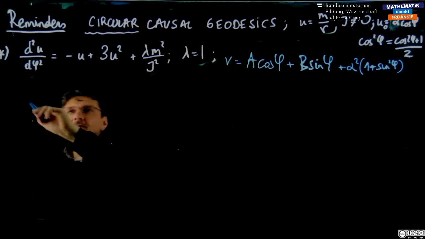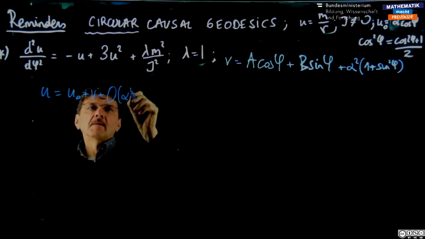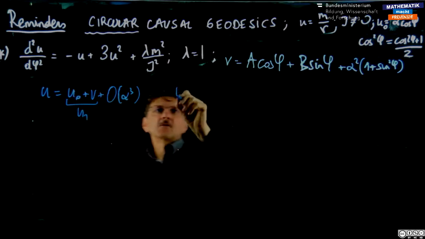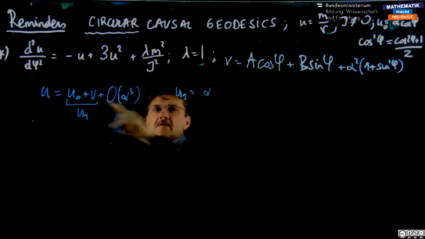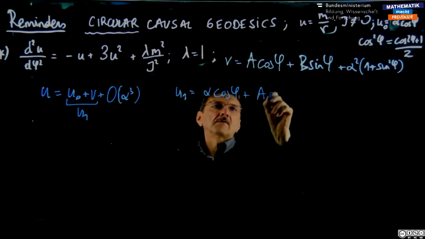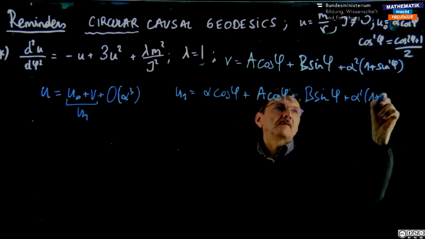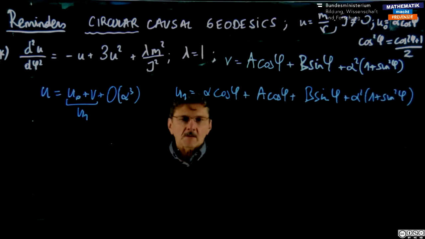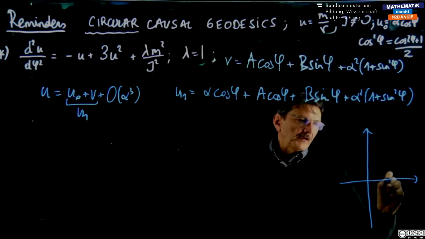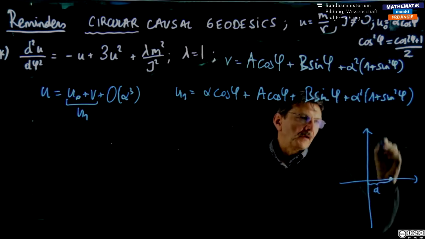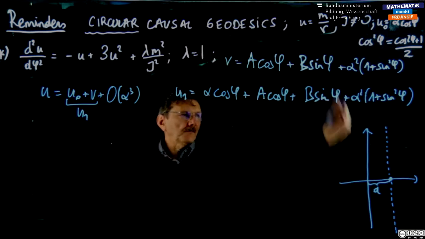And so if you want to understand this solution, in other words, u is u naught plus v plus order alpha cube. And this is u1. And so u1 is alpha plus v, so alpha cos phi plus A cos phi plus B sine phi plus alpha square 1 plus sine square phi. And we want to compare this to the Newtonian case. So in the Newtonian case, we chose a solution which was just a straight line, x equal constant in the plane.